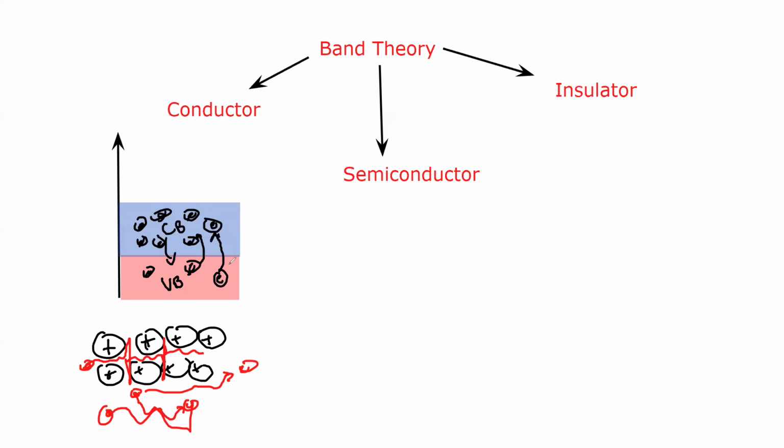So the charges are actually jumping from valence band to conduction band. Sometimes they move, then stop, move, then stop. And this happens continuously. That's why in conductors, because the conduction band and the valence band are overlapping with each other, they conduct electricity at a higher rate. But in semiconductors, there is a gap between the valence band and the conduction band.